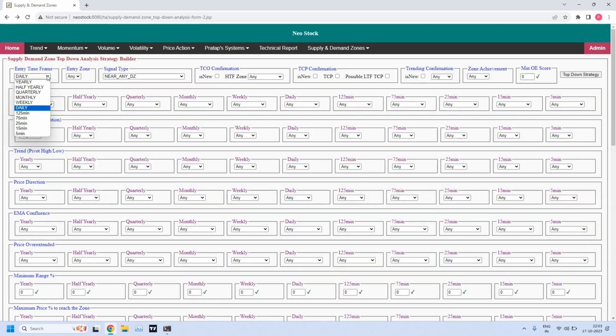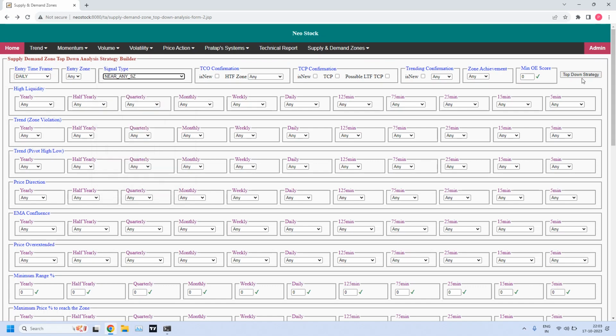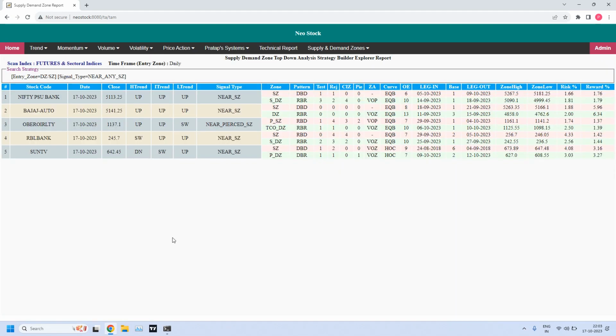Let's go back. Entry time frame is daily. Let us find the stocks which are near to the daily supply zone. And this is the filtered list. We don't have any high liquidity zones near to this.